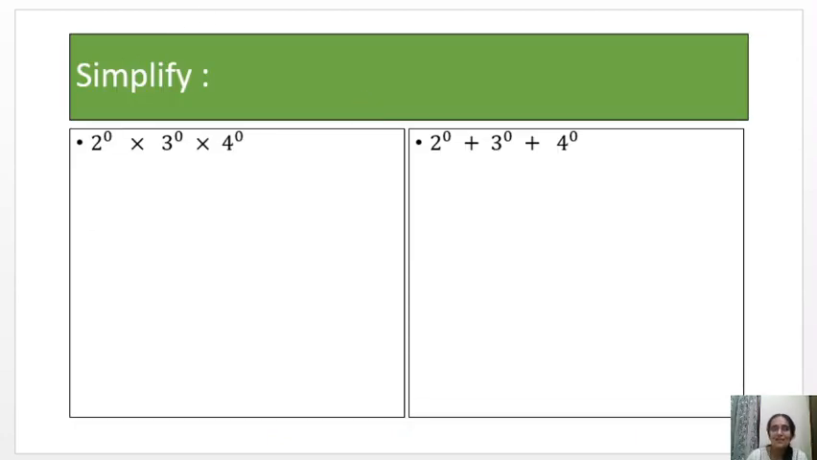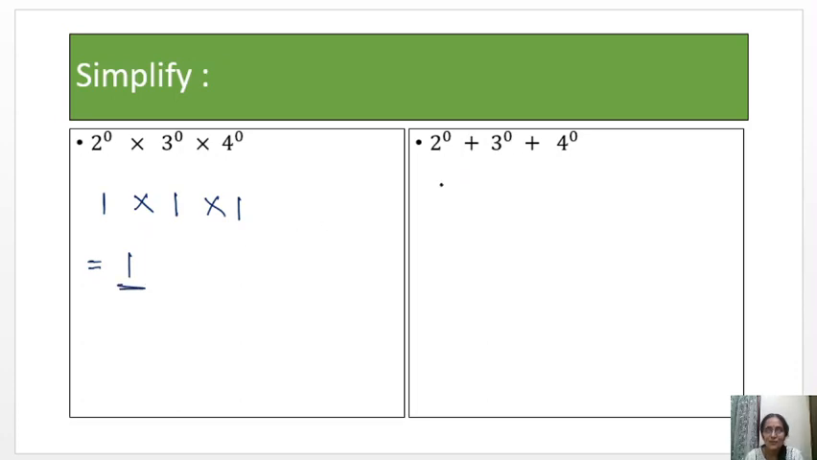Now we will simplify the sum. 2 power 0 into 3 power 0 into 4 power 0. What is the answer here? 2 power 0 is 1, into 3 power 0 is 1, 4 power 0 is 1. So 1 into 1 into 1, the answer is 1.